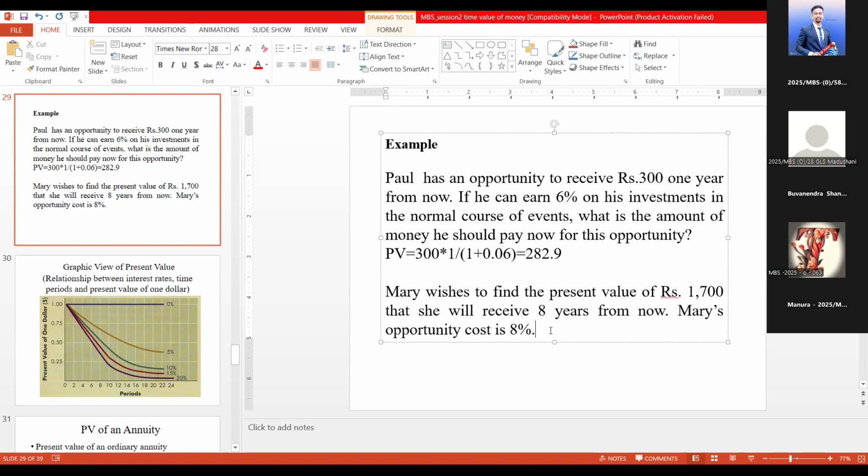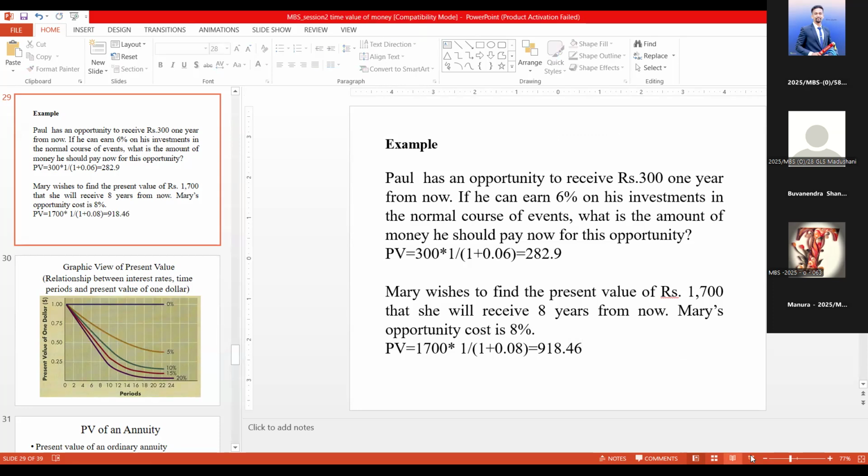Similarly, the same applies for example 2. Present value equals 1,700 rupees multiplied by 1 divided by 1 plus 0.08, for 8%. So if you calculate today's value for this, it is 918.46. Okay. Right, there's nothing much hard, right?